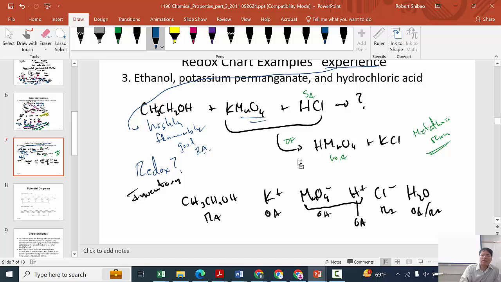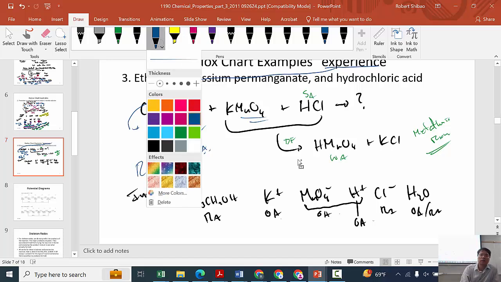So we have 4 oxidizing agents. Out of these 4 oxidizing agents, which one is strongest? What do you guess?